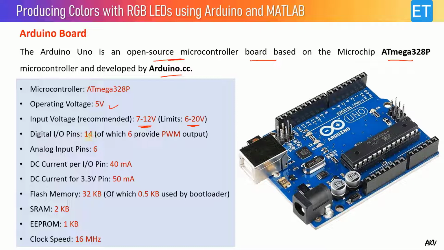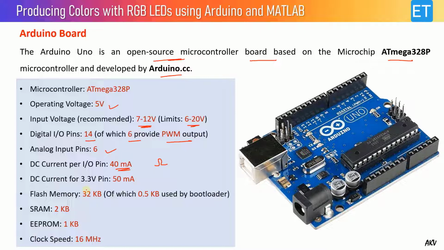It has a total of 14 input output pins, out of which 6 provide PWM output. Later I will explain what this PWM output is. And it has a total of 6 analog input pins. The DC current limit for the input output pins is 40 milliampere. So this has to be noted because it will help us to find the appropriate resistance value to be connected to limit the currents if we are driving some LEDs or some load.